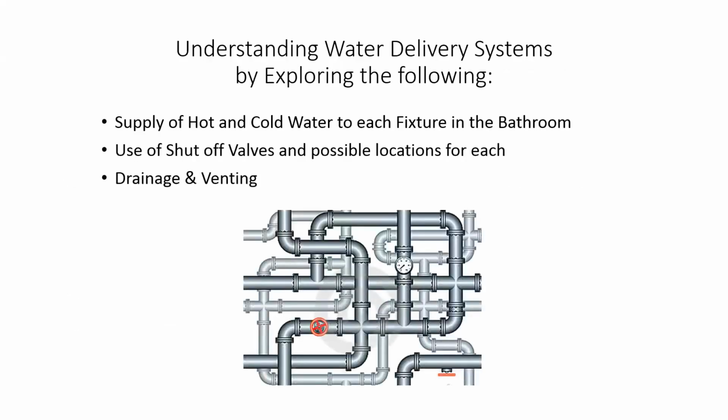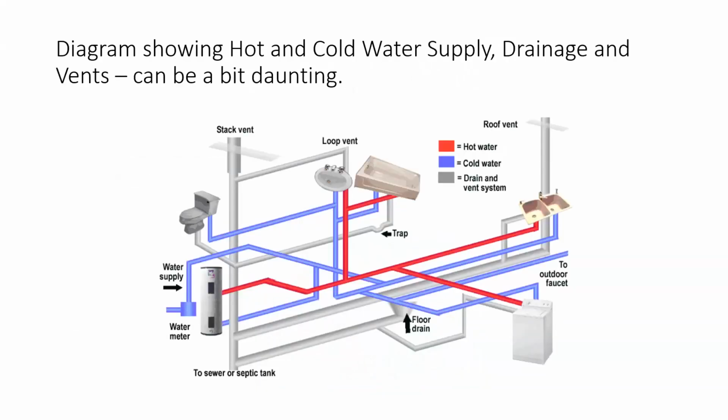So let's start, as I mentioned earlier, with understanding delivery systems, and we're going to look at the supply of hot and cold water to each fixture in the bathroom and how that gets to those areas and what we need to remember. Also the use of shutoff valves and how we locate those and where they're best located, and then making sure drainage and venting throughout the home is considered.